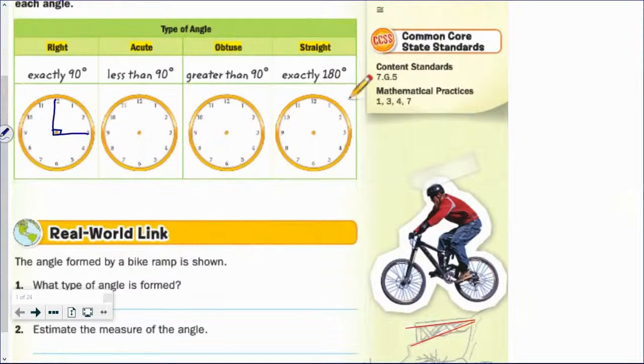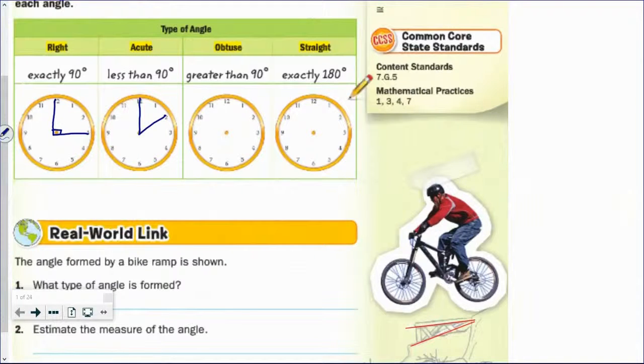What about an acute angle, which is less than 90 degrees? Well, you could make a number of acute angles in here. I'm just going to draw mine between 12 and 2 o'clock so that it is less than that 90-degree angle.